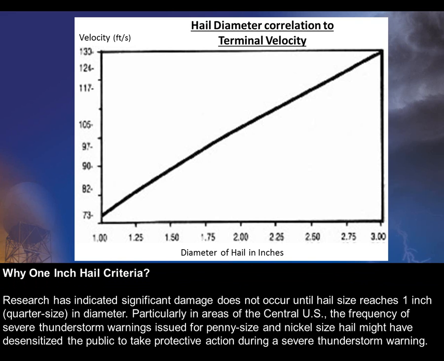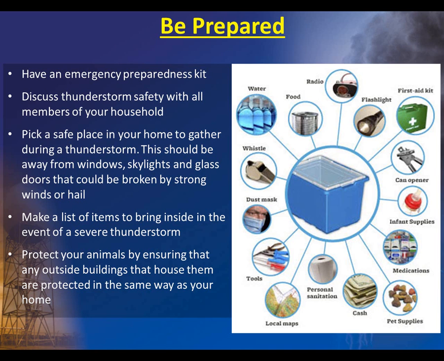The National Weather Service categorizes 1-inch hail as being severe, as research has shown significant damage does not occur until hail reaches 1 inch in diameter. With 1-inch hail criteria, the public does not become desensitized to warnings being issued and will take protective action during a severe thunderstorm warning. Be prepared before severe weather hits.